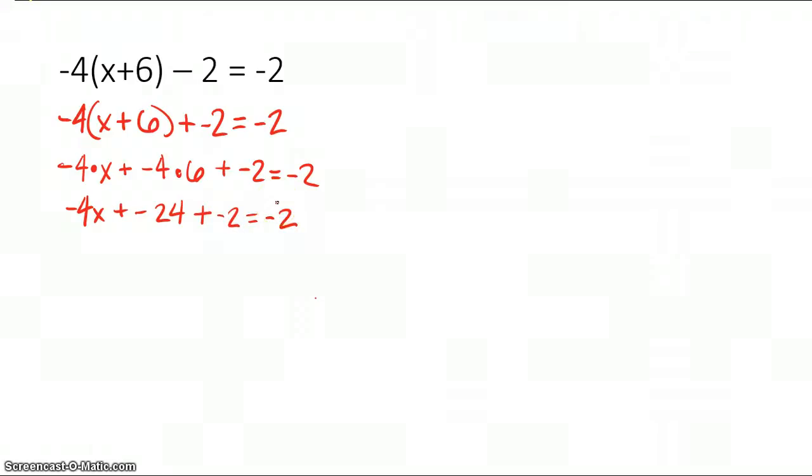Then you're going to add the two like terms. So that would be these two numbers. So that would be -24 plus -2, and that would be -26. And then you're going to add the rest of the number with the variable and then the answer.